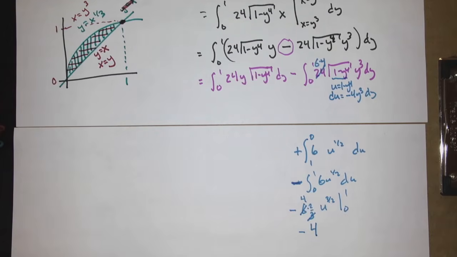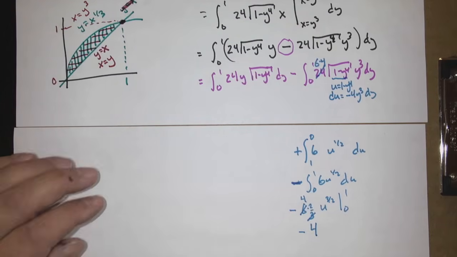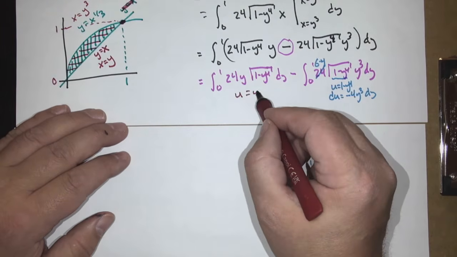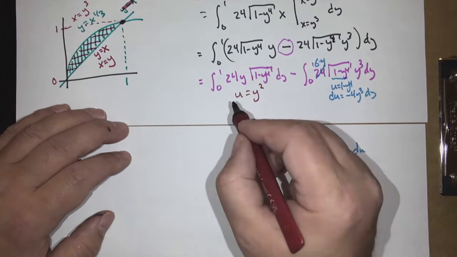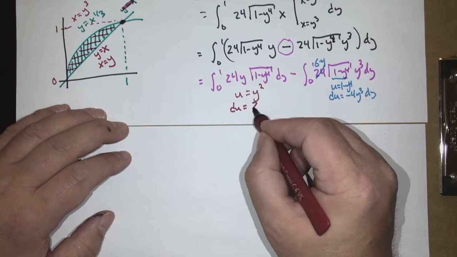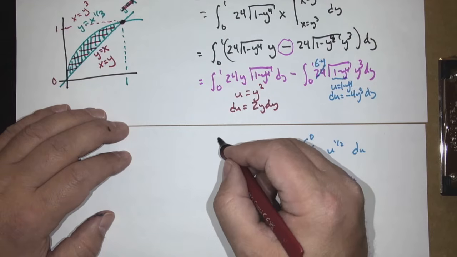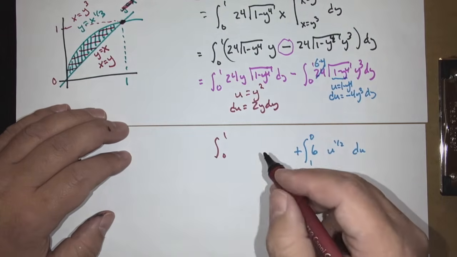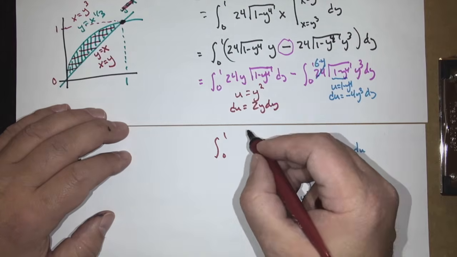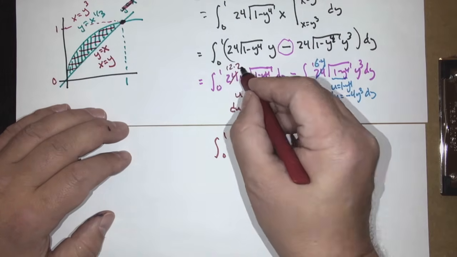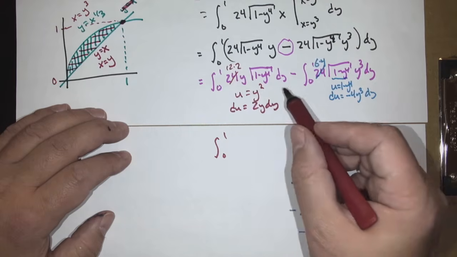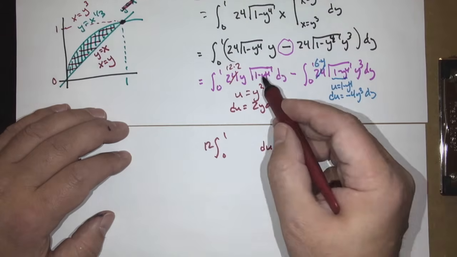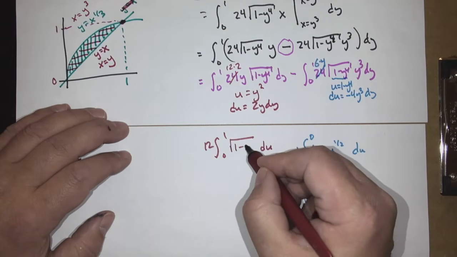And I said, if you do one, I'll do the other. So here's the fun one. This is the one that people did not like. u equals y squared. What's du? 2y dy. So this becomes the integral from 0 to 1. 0 squared is 0, 1 squared is 1. 2 comes out, I'm going to think of this 24 as 12 times 2. So 2y dy becomes du. And I'll pull 12 out. And then we have square root of 1 minus u squared.